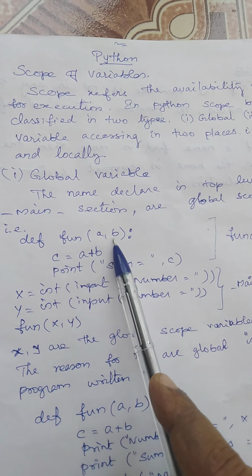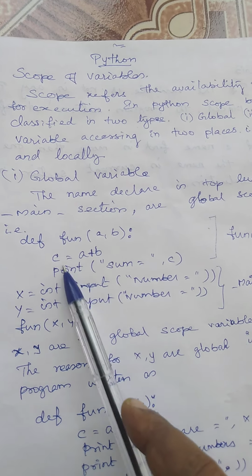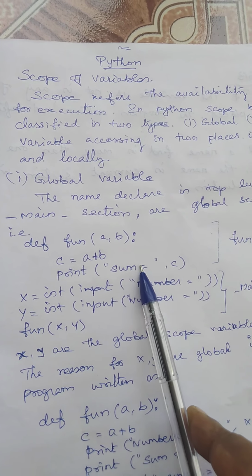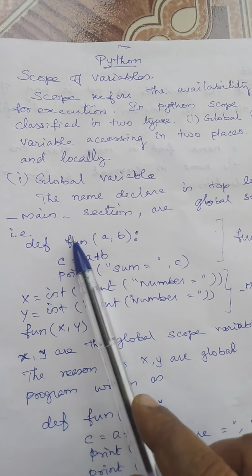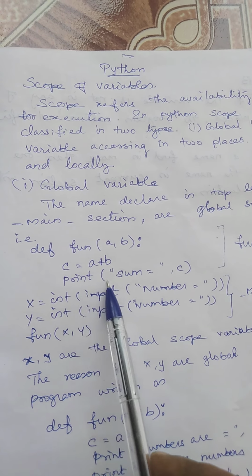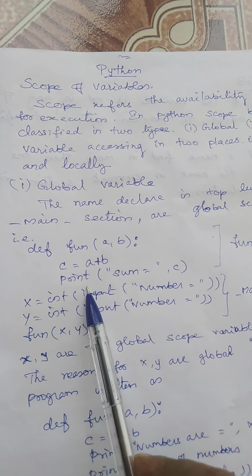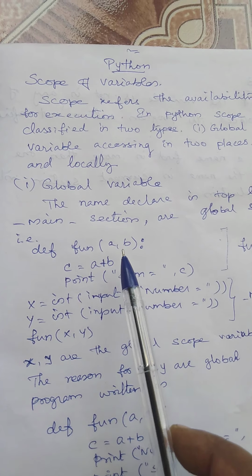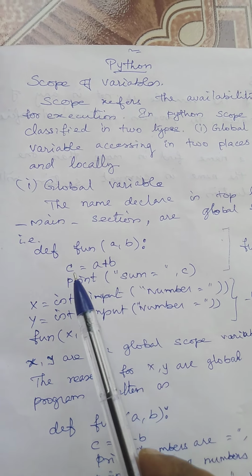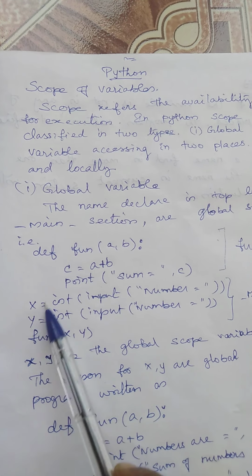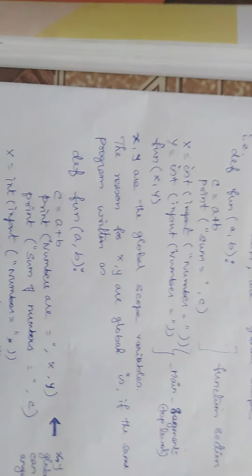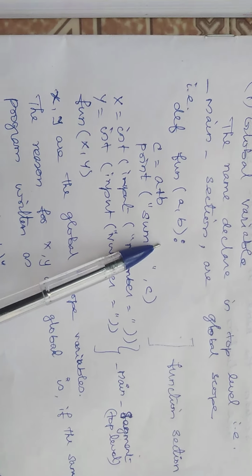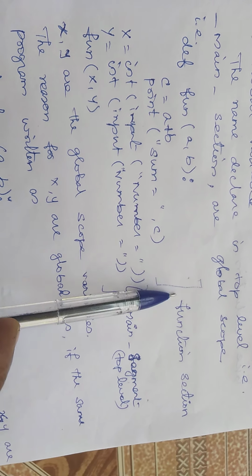Now by getting the values from x and y, the function will evaluate and print the values. Here the function doesn't return any value, so there is no return statement at the end of this function. Totally we are using 1, 2, 3, 4, 5 variables. So this section is called what? The function section. That is, a and b are available in this function section.